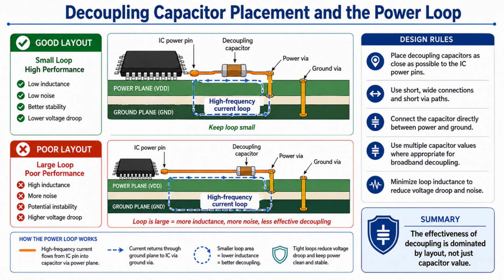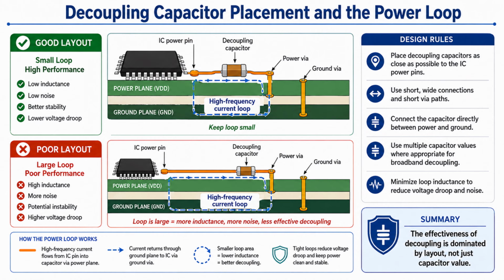A decoupling capacitor only works well if the layout lets it work. In the good layout, the capacitor is placed close to the IC power pin. The connection is short, the vias are nearby, and the high-frequency current loop is small. That small loop means lower inductance, lower noise, better voltage stability, and better performance.